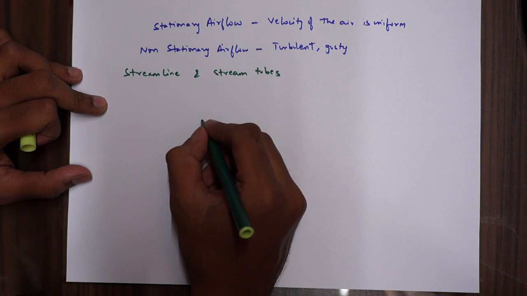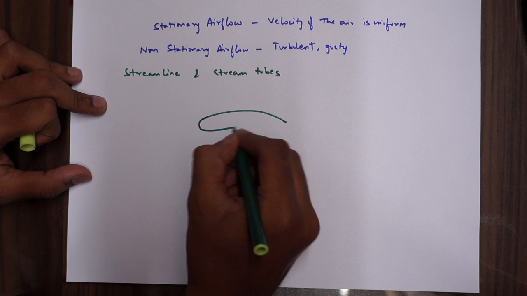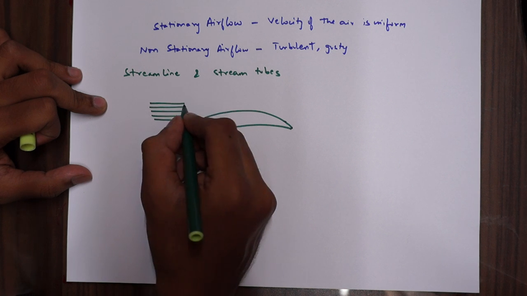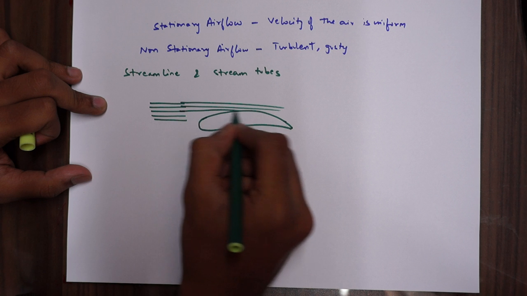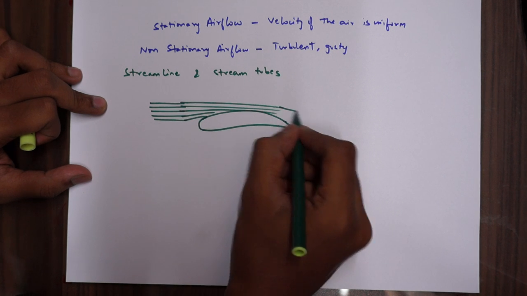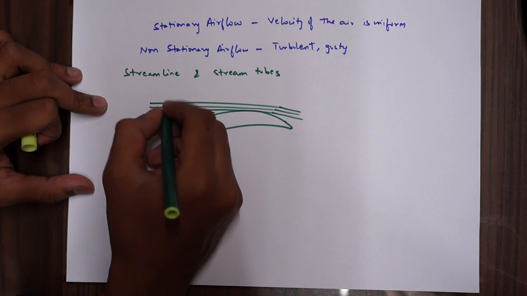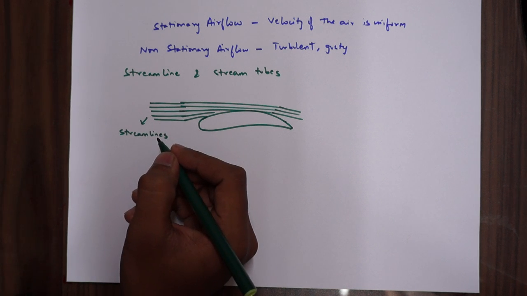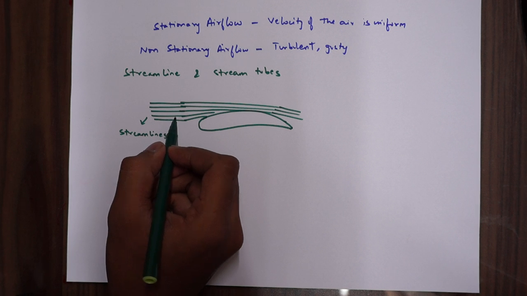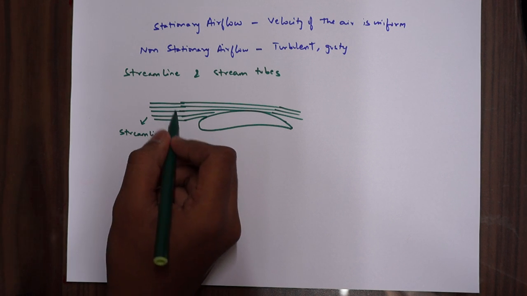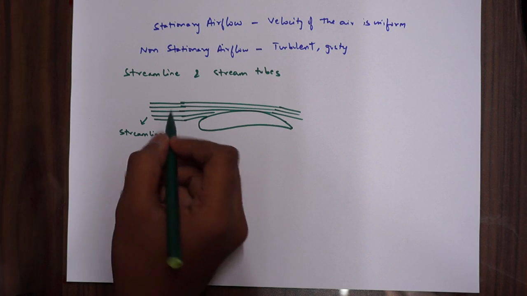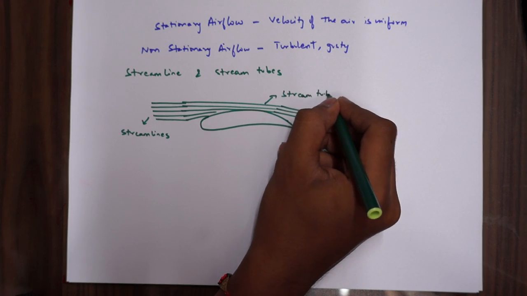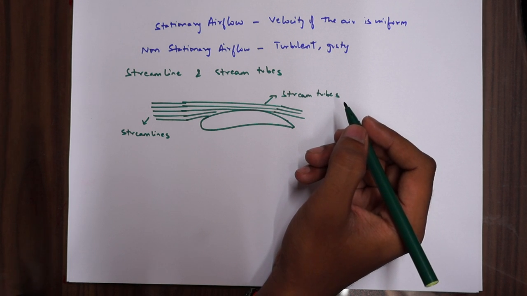Okay, so let me draw an aerofoil. Okay, so this part is called streamlines. These are basically stationary airflow when the particles of the air are parallel. The air is parallel basically, and it's a stationary airflow. And this is what you call stream tubes. A stream tube is basically an imaginary tube made of streamlines.